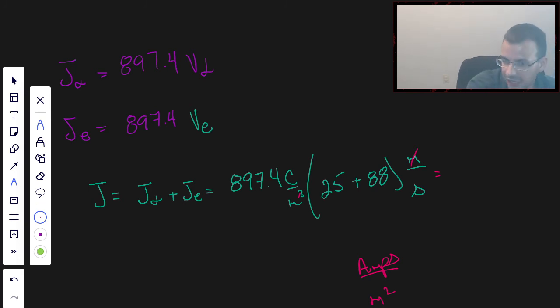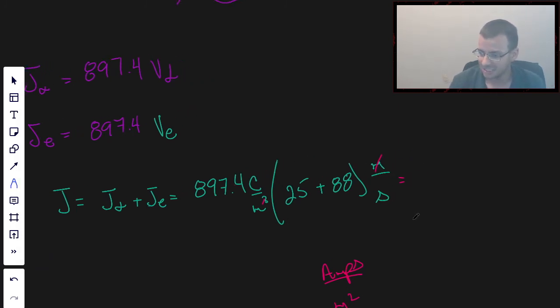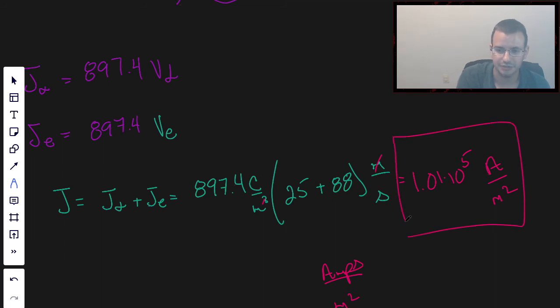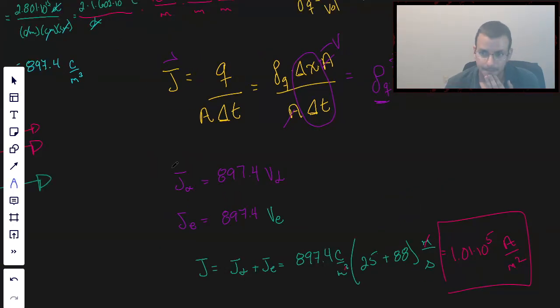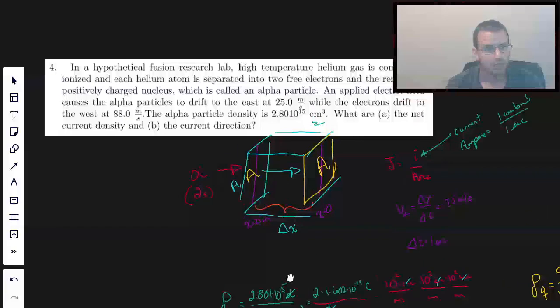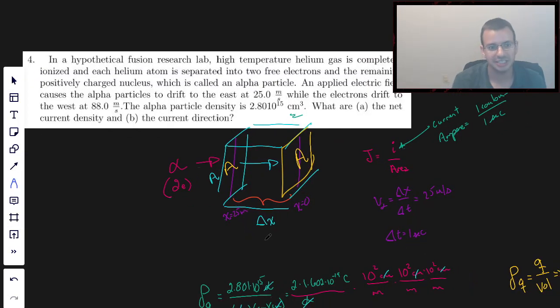All right, so now we'll take our answer, and we'll do 25 plus 88 times 897.4, and we get a massive current: 1.01 times 10 to the 5 amps per square meter, which is a massive current density. Many amps. So what's the current direction? It's to the east. It's the same direction as the positive charges. So part B would be east.